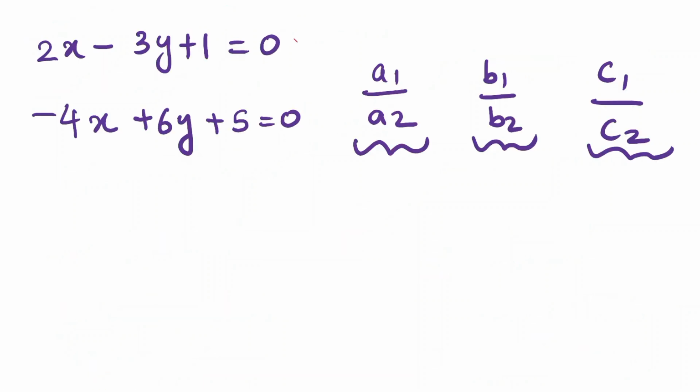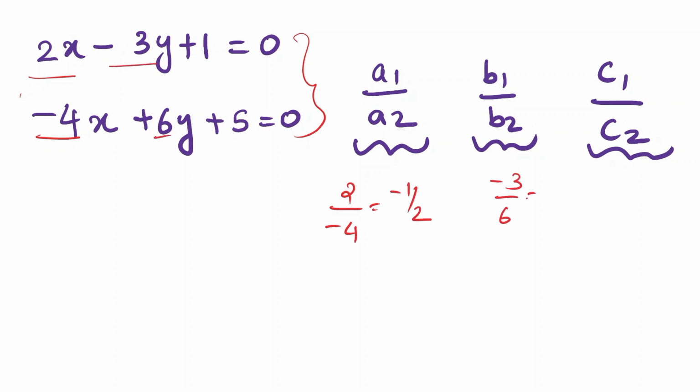And what about these two equations? a1 by a2, we can find 2 divided by minus 4. 2 divided by minus 4 is minus 1 by 2. b1 by b2, minus 3 divided by 6. Minus 3 divided by 6 is again minus 1 by 2. And what about c1 by c2? 1 by 5. So we can say a1 by a2 equals b1 by b2.